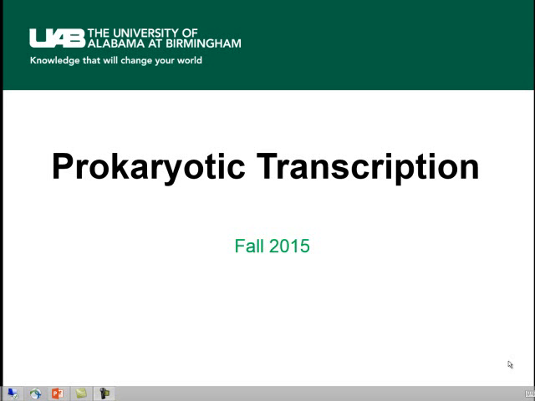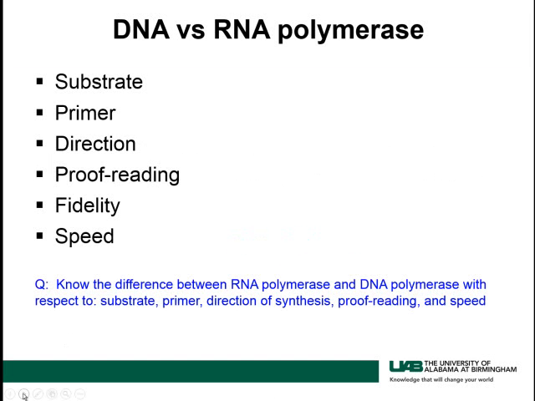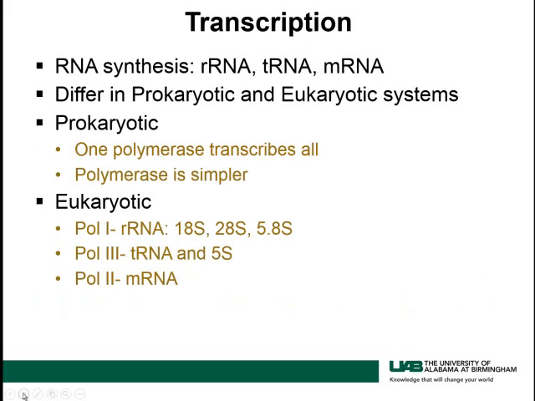Today we will cover prokaryotic transcription and translation. Our learning objectives are as follows. We're going to look at the substrate for RNA polymerases, the requirement or lack thereof of primer, the direction of polymerization, proofreading ability, fidelity of the activity of the polymerase, and the speed at which transcription occurs.